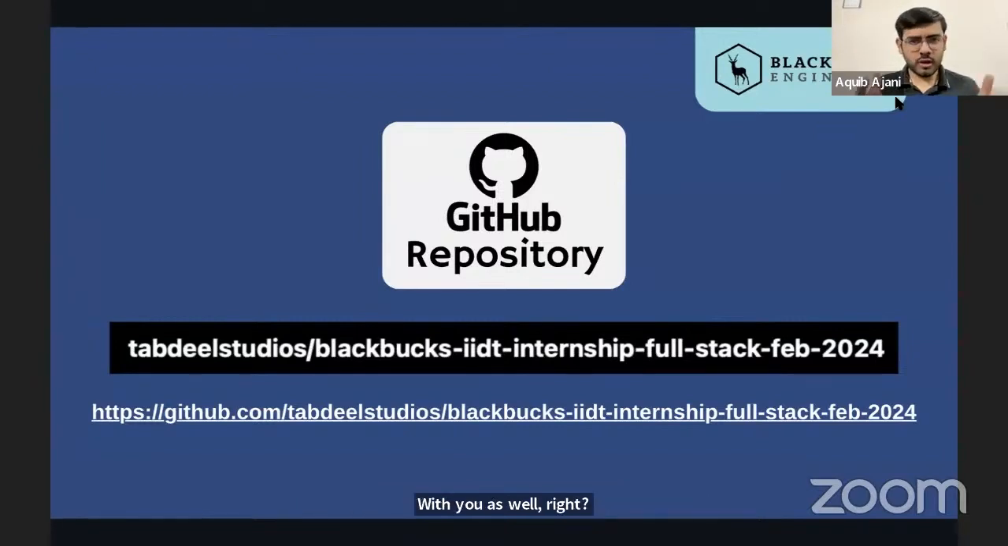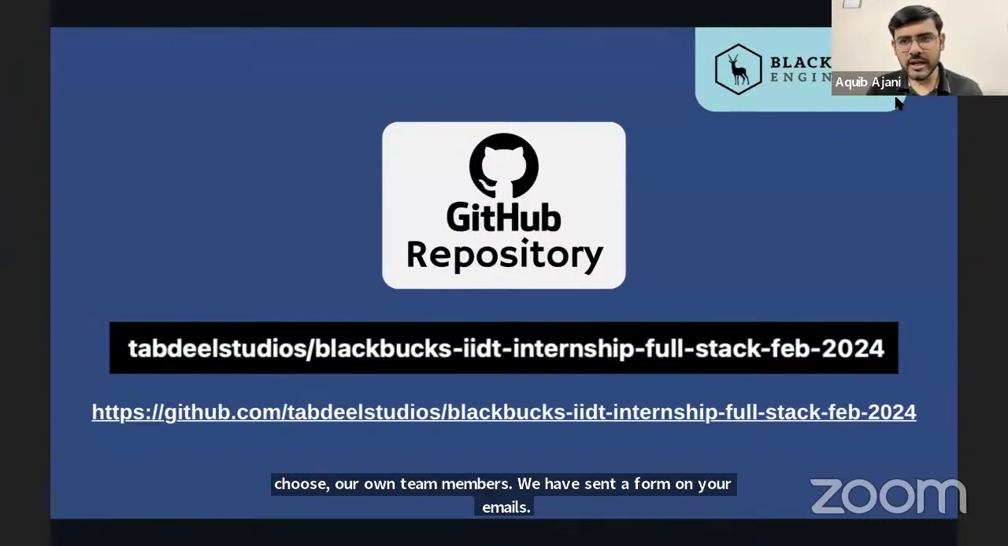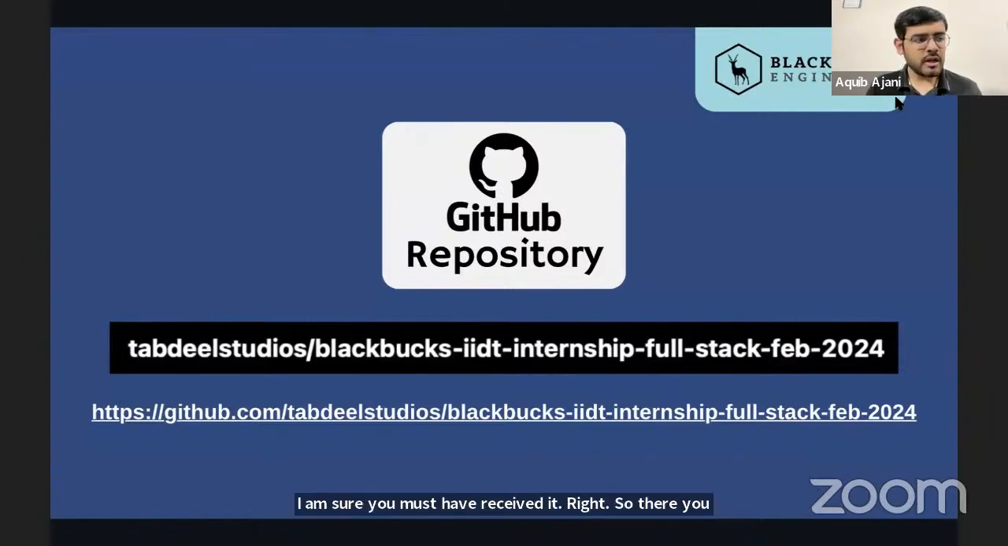You might have already received an email with your team details, where you have to fill in your team details for the project. Since a lot of you requested that you want to choose your own team members, we have sent a form to your emails. I'm sure you must have received it. There you have to choose a project as well as your team selection. So please take some time out and fill it as soon as possible. Try to finish it off by today itself.